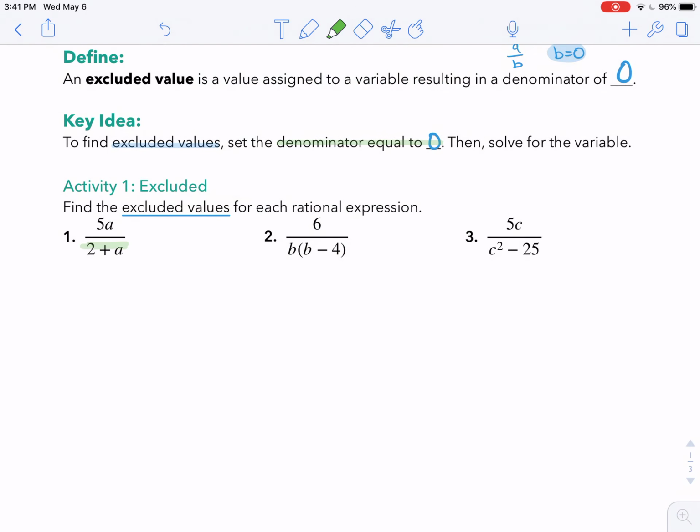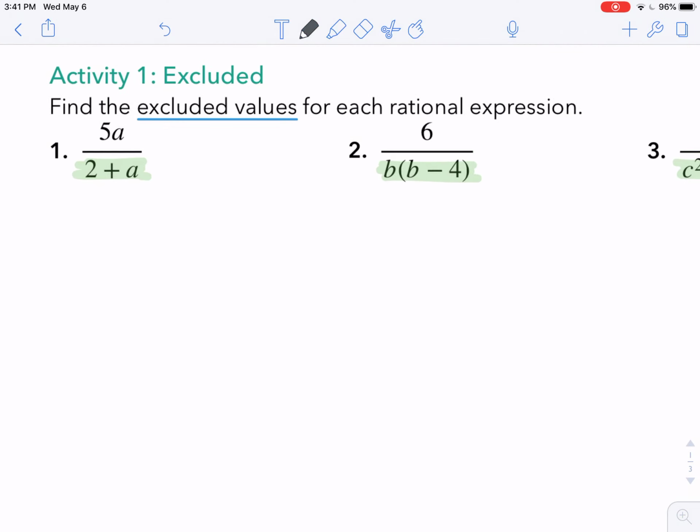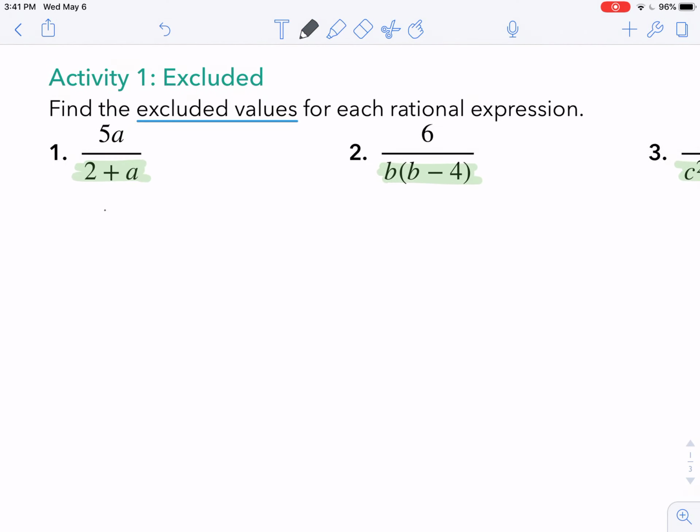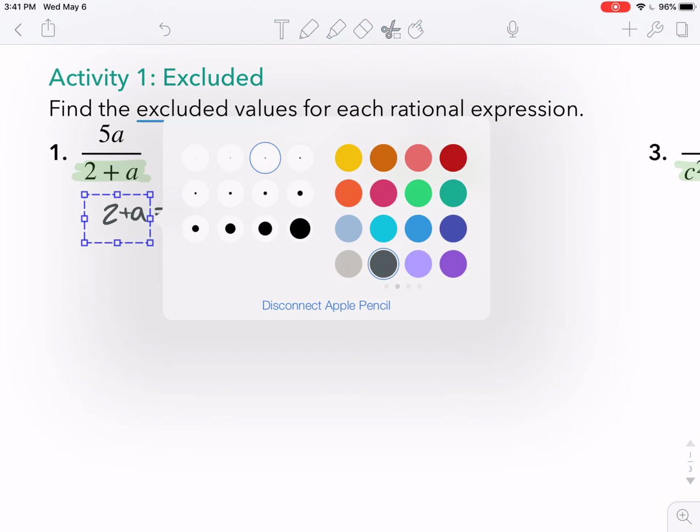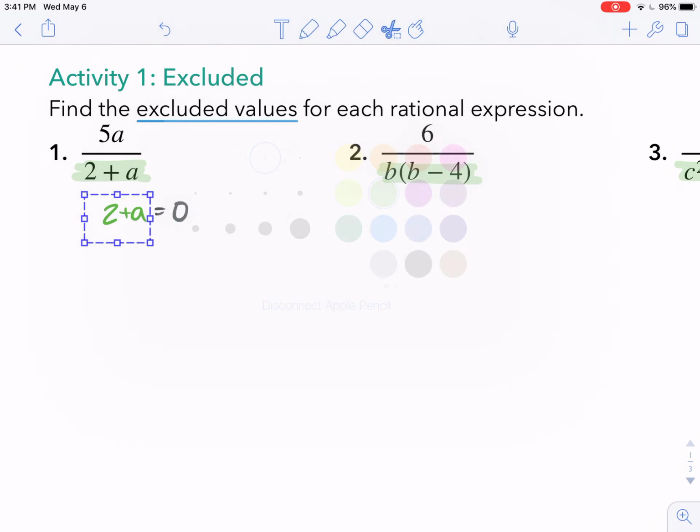So here our denominator is this bottom part. Okay, so we're going to set that equal to 0. Say what happens when 2 plus a equals 0? Well, if we want to get a all by itself, I'm going to subtract 2 from both sides. Say a equals -2. So -2 is our excluded value.